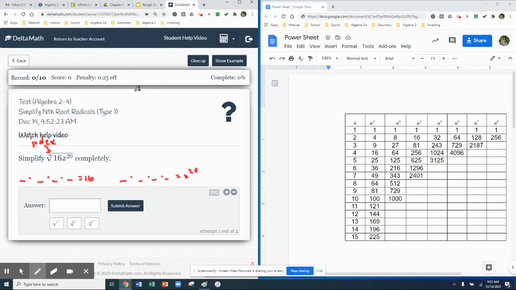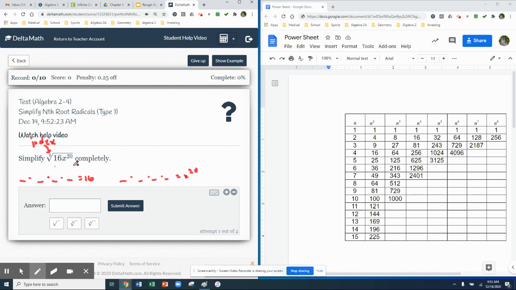It's very similar to an exponent when we're dealing with powers, but here we're going the opposite way. Now we're looking at, okay, what number do I need to raise to the fourth power in order to get to that 16?